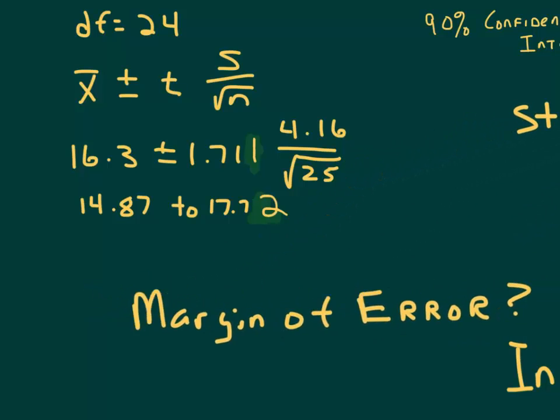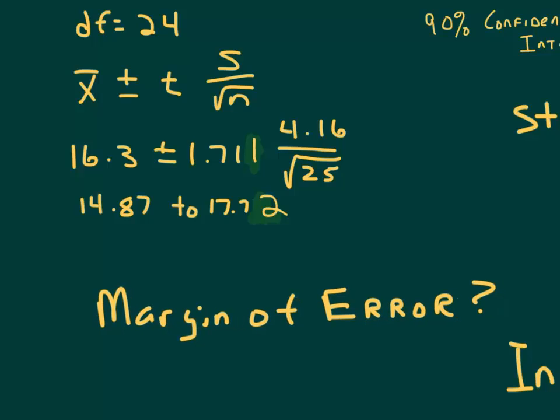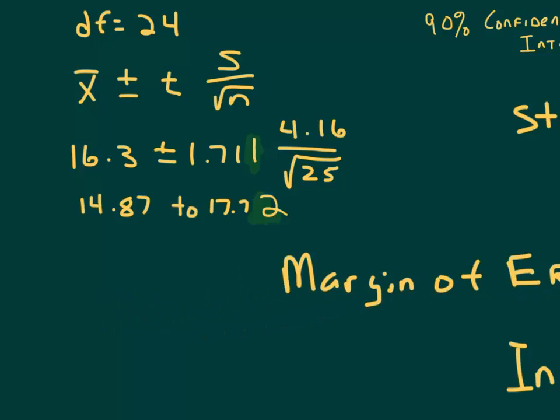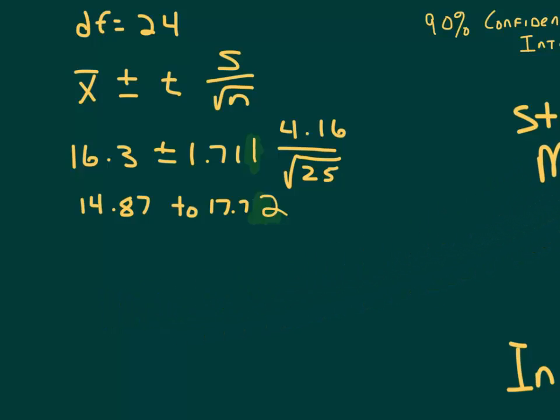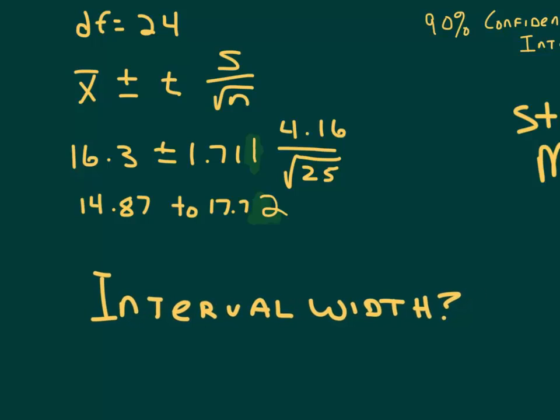It might ask you for the margin of error. That's all of this. Now you take the 1.711 times the standard error to get the margin of error. Those are the most common, but I think there are at least a couple of questions in the test bank that ask for interval width. That's just the whole width of this interval.